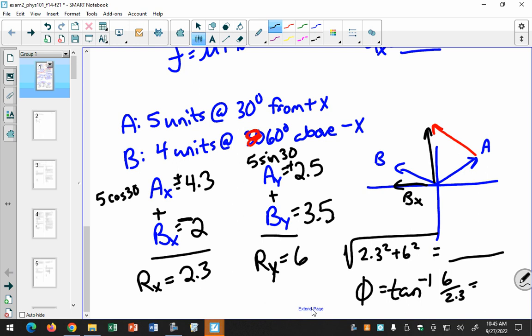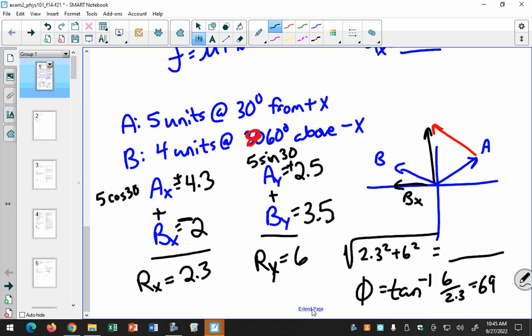And that's equal to 69 degrees. I must not have drawn my thing very well. Did I not draw it very well? Is that right? Y'all see any errors that I made there? I think I did it right.